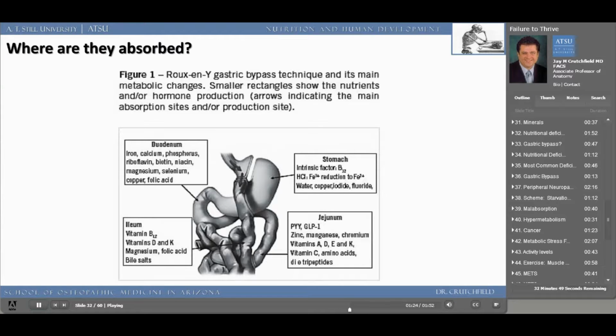Also note that you have iron, which is absorbed from the stomach because of the acid environment. Bile salts are in turn absorbed in the ileum. The jejunum is also where amino acids and di- and tripeptides are absorbed. This is a very good image, but from bariatric surgery, we've learned the importance of this. This image shows the ones that you probably should be most familiar with.